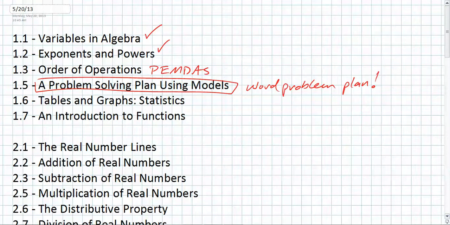Tables and graphs, statistics. Do you remember when we looked at statistics? You had to read a table, maybe plot the points. Kind of, maybe sort of. Yeah, this was before scatter plots. This was just understanding what a table of data is, and most of you knew that already. And then an introduction to function. What is a function? If you had to define a function, what is it?